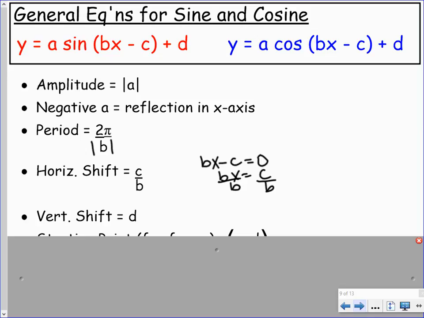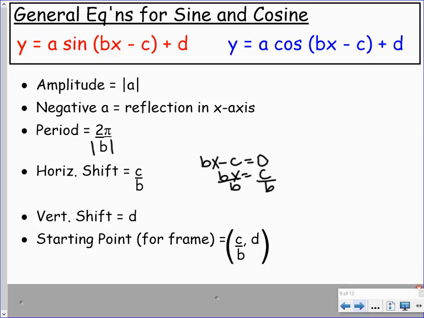But that's just your vertical shift. It's not affected by B because it's a vertical shift. So it's just whatever D is, and D looks like the sign that it is. And so we're going to take those things.